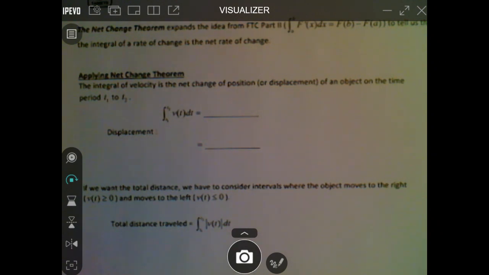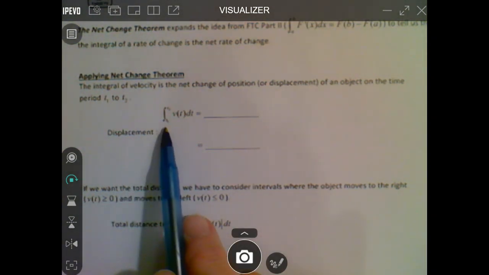Just bear with me. So the first thing we're going to be talking about is displacement, which is basically the integral of velocity, which gives us the net change in position. I'll give you what that means in terms of symbols and equations first, and then I'll show you what that means graphically.